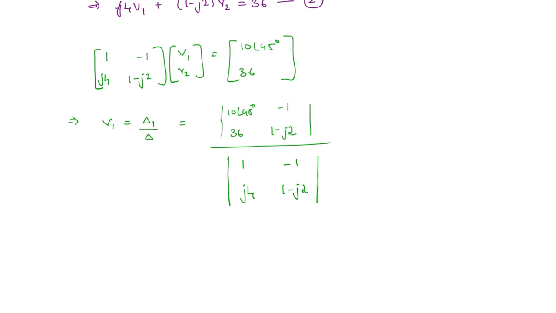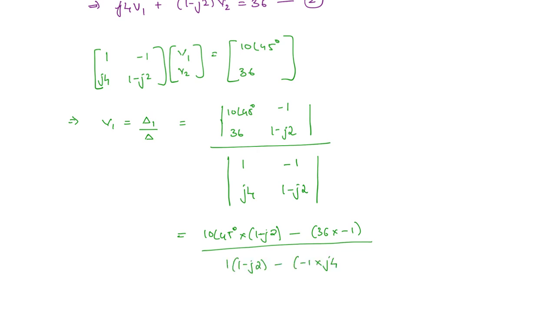Now how will you find the determinant? The rest of it is going to be the same: 10 angle 45 degrees into 1 minus J2, minus 36 into minus 1, divided by 1 into 1 minus J2, minus minus 1 into J4. If you simplify this, the final answer you're going to get is 25.8 angle minus 70.53 degrees.